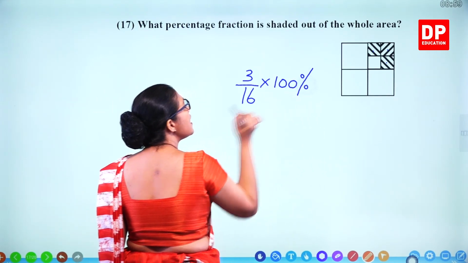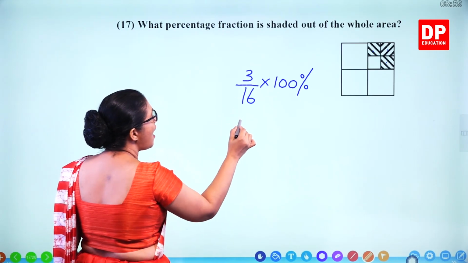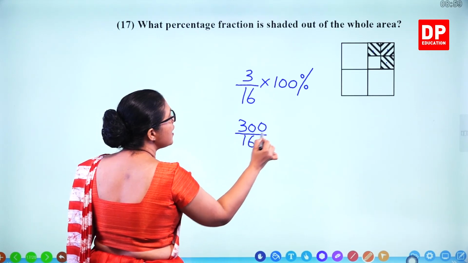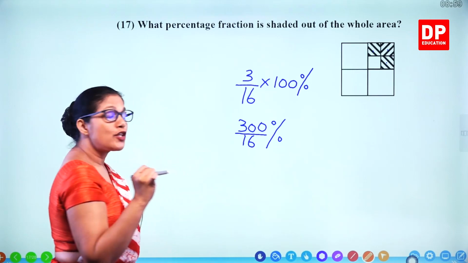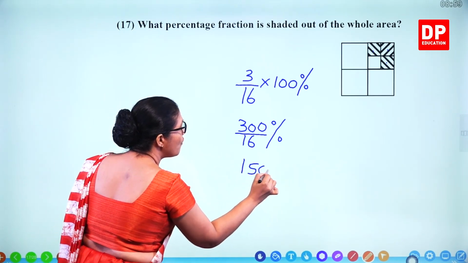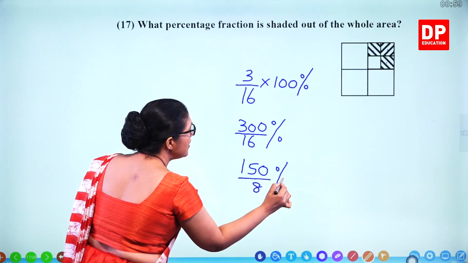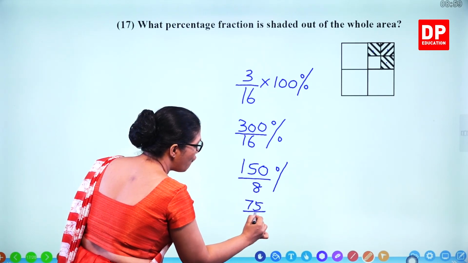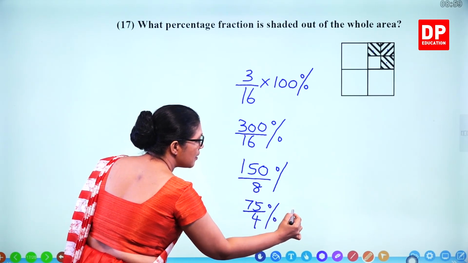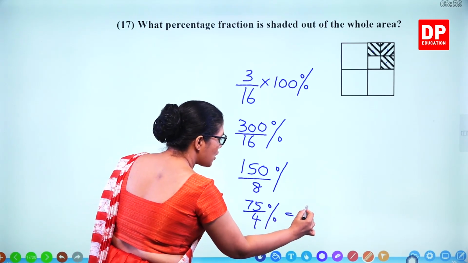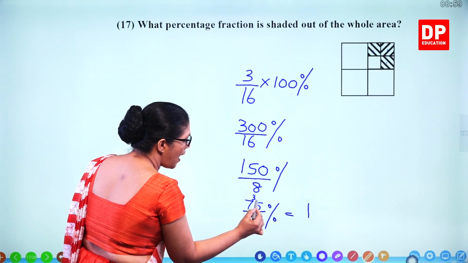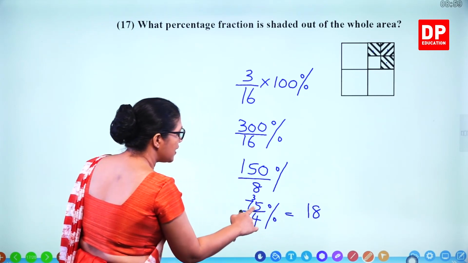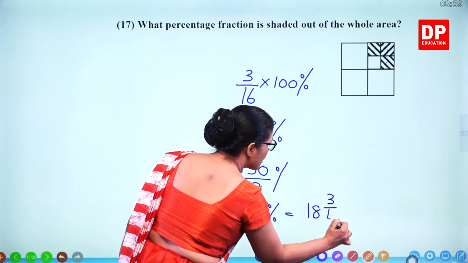So what is the percentage fraction there? 300 divided by 16, or you can divide by 2. When you divide by 2, you get 150 over 8. Now divide again by 2. So when you divide by 2, 75 over 4. So as a mixed number, you can write 4 times 1, 4. And for 35, that's 4 times 8, 32. 3 remaining. So 18 and 3/4%.